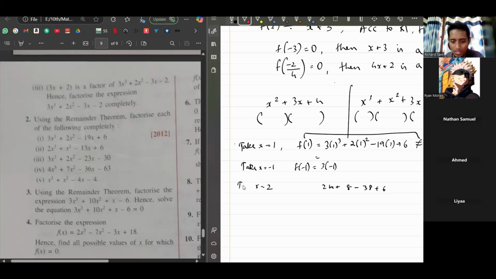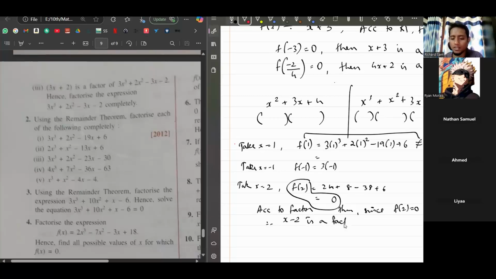Okay, so then we write this. Take x is equal to 2. So f of 2 is equal to this. Then you solve it and you're getting 0. Now, that means what? According to which theorem? We got f of 2 is equal to 0. So according to factor theorem, since f of 2 is equal to 0, therefore x minus 2 is a factor of f of x. The polynomial is called f of x, right? So we got one factor.